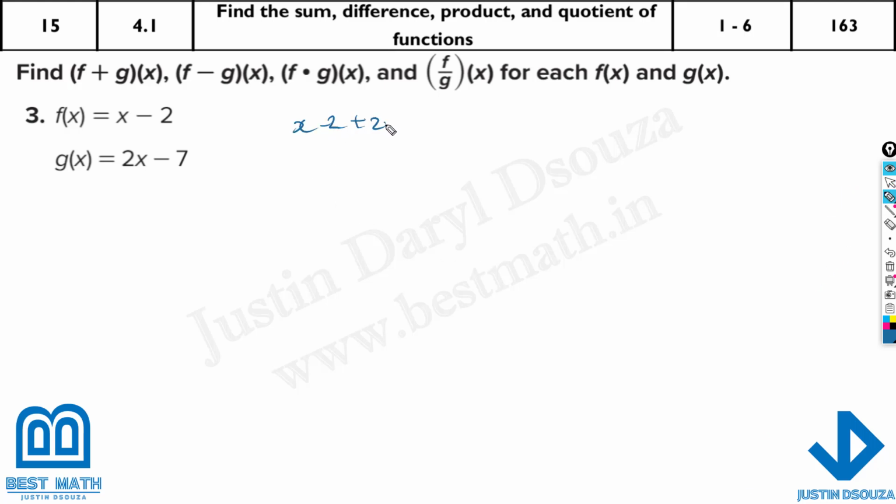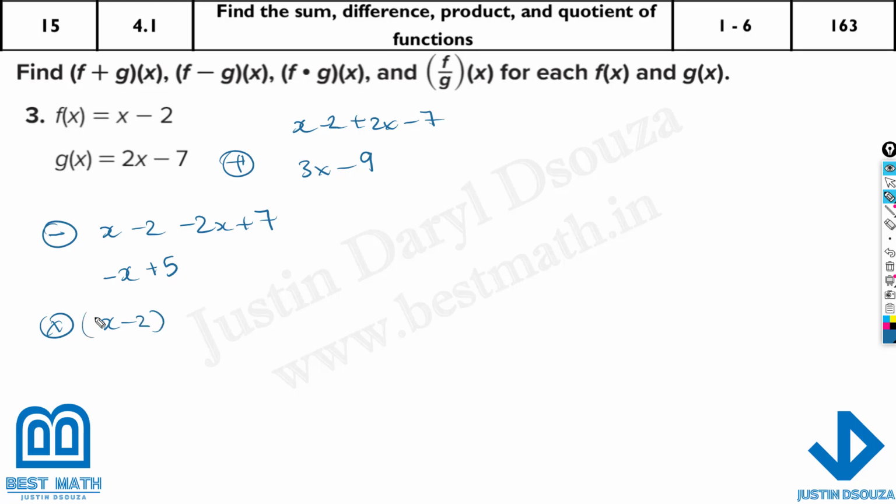X minus 2 plus 2x minus 7. The first one for the addition, the answer is 3x minus 9. What about subtraction? It'll be x minus 2 minus 2x plus 7, because it'll be minus these two terms, right? So it's minus x and plus 5. Then multiplication would be x minus 2 times 2x minus 7. X times 2x will be 2x squared minus 7x minus 4x and plus 14. And the answer is 2x squared minus 11x plus 14.